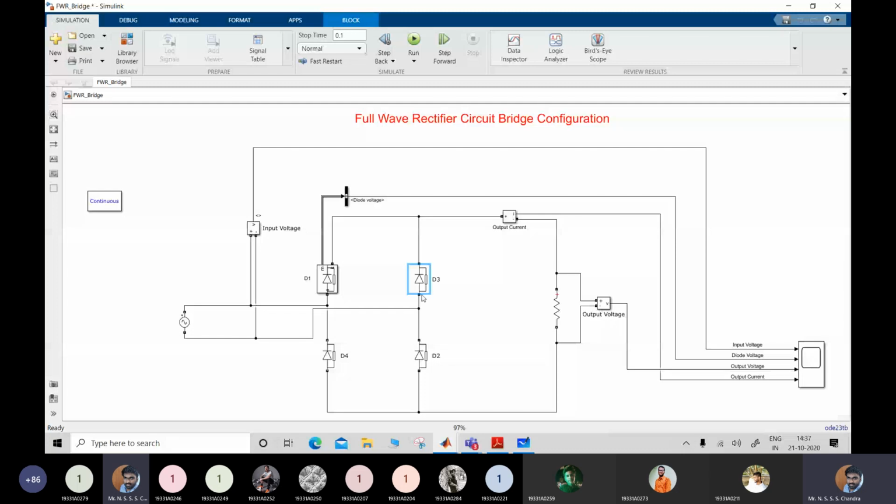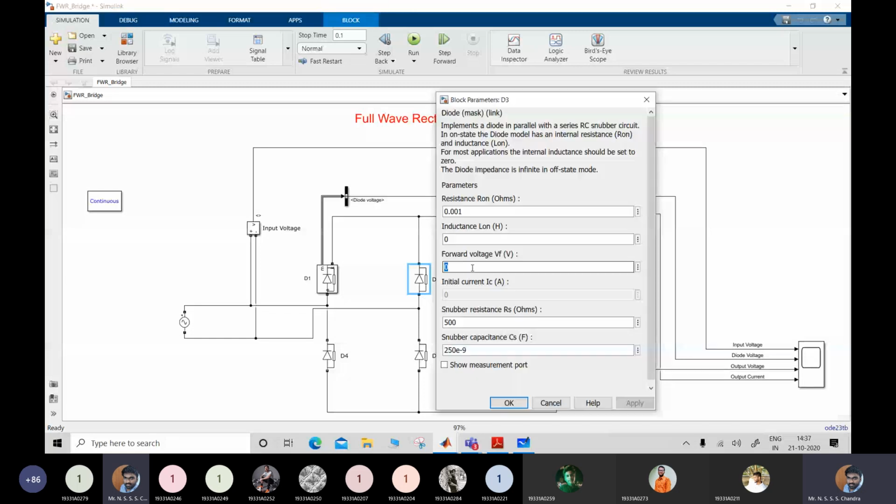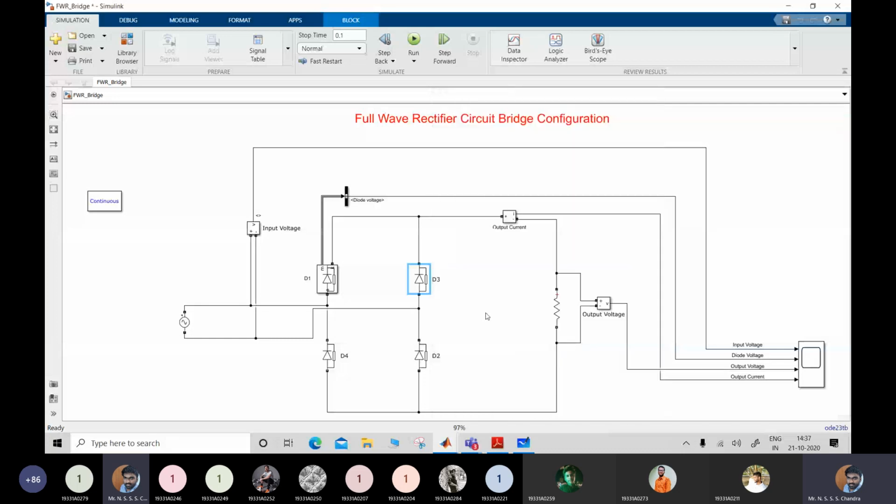For these diodes I'm considering the resistance to be very small, 0.001 ohms, and also considering the forward voltage as 0. So I'm considering them to be almost ideal diodes, such that when they are in forward bias, they act like closed switches. Okay, and then I'm connecting the resistor across this bridge. I have an input voltage measurement unit over here, and an output current measurement unit. You know that an ammeter should be connected in series. That's why I connected the ammeter in series with the resistor.